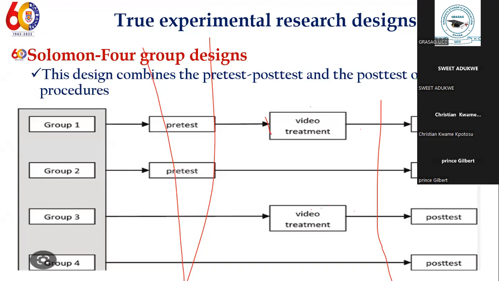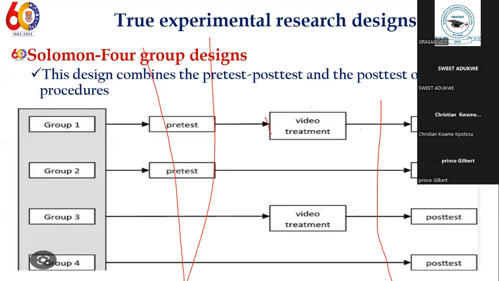Then there is another experimental group where there is no pre-test. You go straight with your intervention and collect a post-test. That one combines only the post-test only procedure or design. Then there is one control group, and in this group too, you don't collect any pre-test. You only go through the conventional approach or conventional way and you collect your post-test.